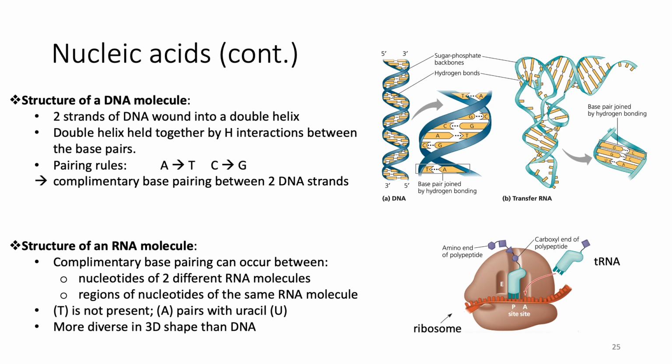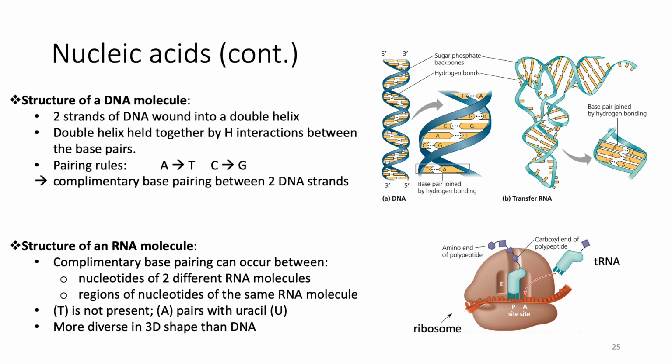RNA molecules, by contrast, exist as single strands. Complementary base pairing can occur, however, between regions of two RNA molecules or even between two stretches of nucleotides in the same RNA molecule. In fact, base pairing within an RNA molecule allows it to take on the particular 3D shape necessary for its function.